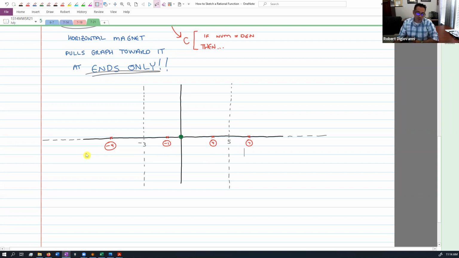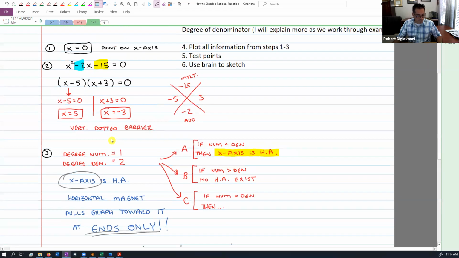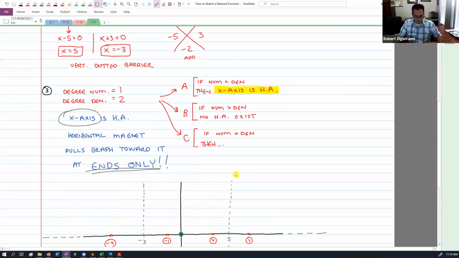And then what you're gonna do is for each of these test points, unfortunately, you have to plug each of these into the original function. And all you're looking for is whether or not you get a positive or negative answer. So that, again, this part sucks, but you have to do it. You have to plug -4 into the original function, plug -1 into the original function, plug 4 into the original function, and plug 7 into the original function. Now the original function's up here, so let me go grab it. Bring it down here.